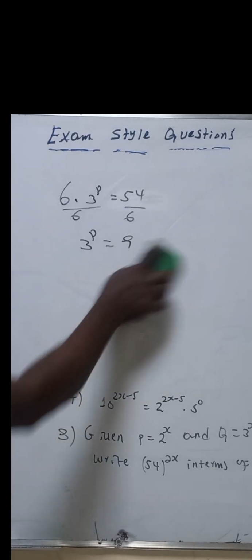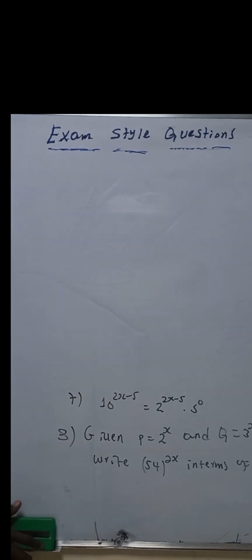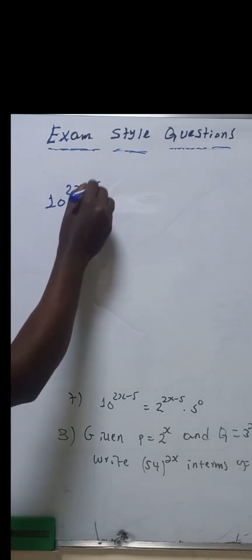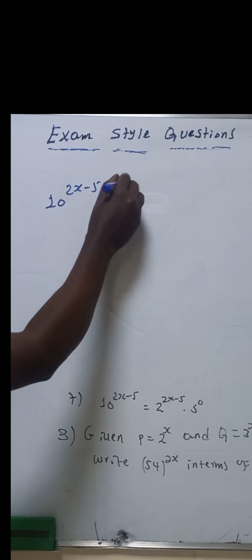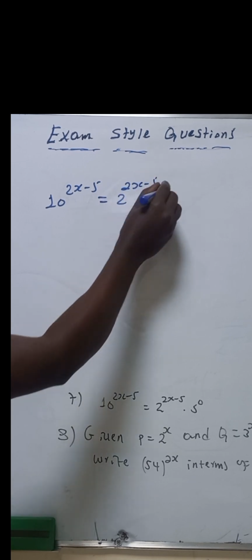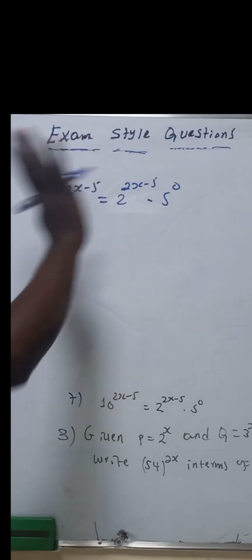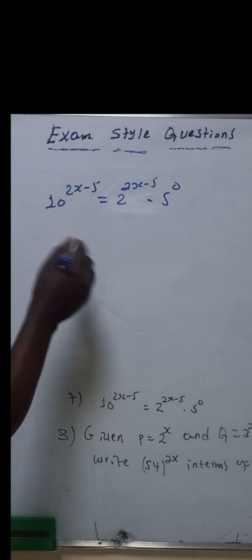Let's see the next question again. When you come to the next problem, that is 10 to the power of 2x minus 5 is equal to 2 to the power of 2x minus 5 times 5 to the power of 0. Obviously 5 to the power of 0 is always 1, so no need.